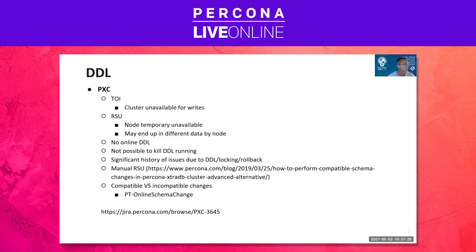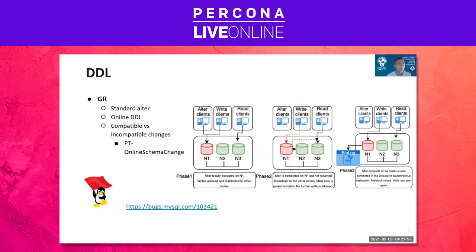Of course, to save the day, we have PT online schema change as usual, which does the changes that you require in a way that the cluster will continue to write, with no impact. Only at the end there will be a moment of locking, because the temporary table used by online schema change needs to be swapped with the production table, and that of course requires a locking moment. Now, group replication works in a completely different way.